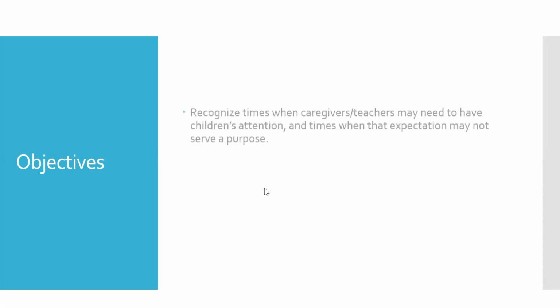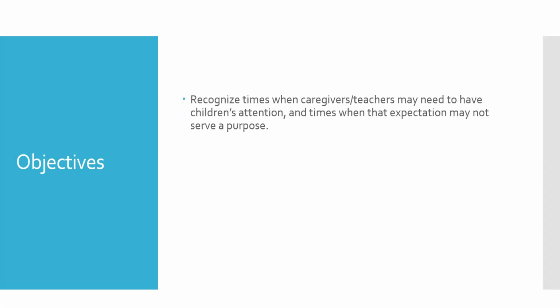So the objectives for this course are to recognize times when caregivers or teachers may need to have children's attention and times when that expectation may not serve a purpose. And so we are not telling them what's right and what's wrong in this session. We really are just trying to get them to think about this question, to evaluate those times that they do demand attention, and does it serve a purpose, or is it just a commonplace thing where they feel like the children's attention should always be on them? And just to evaluate that, reflect on that, and think about how the practices could be improved.